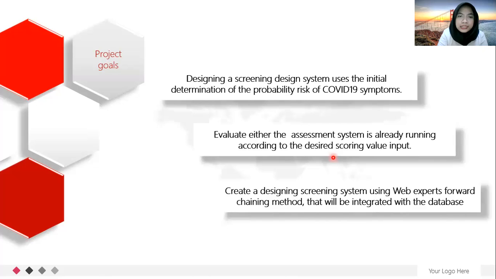The project goals are determined by 3 goals. The first one is designing a screening system using initial determination of the probability risk of COVID-19 symptoms. The second, we evaluate whether the assessment system is running according to the desired scoring value input. And the main goal of this final project is to create and design a screening system using the web-based expert forward chaining method that will be integrated with a database.